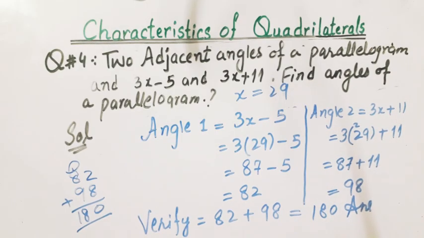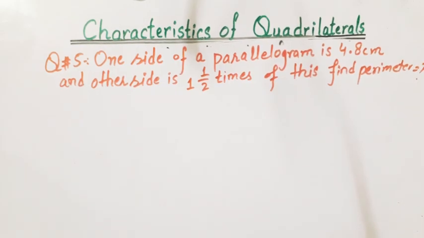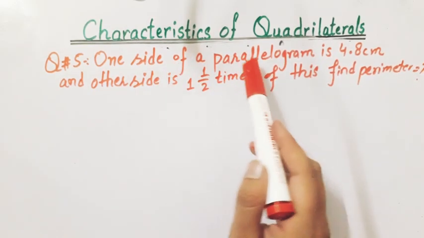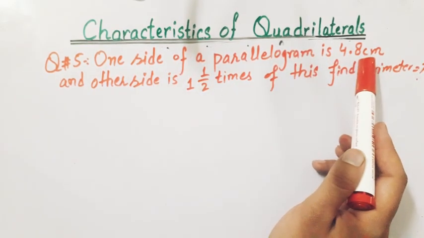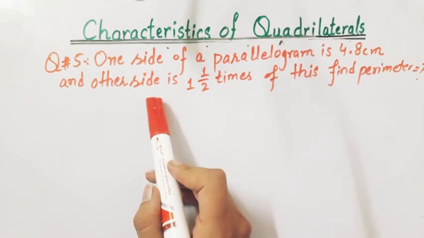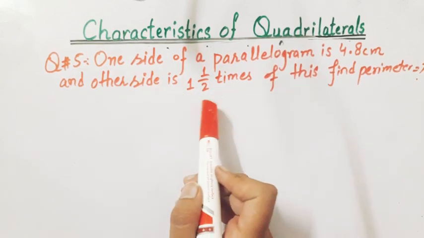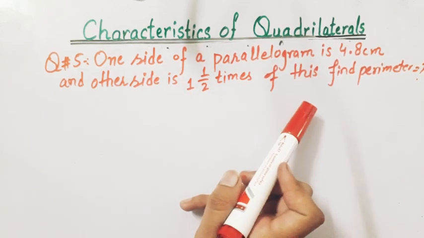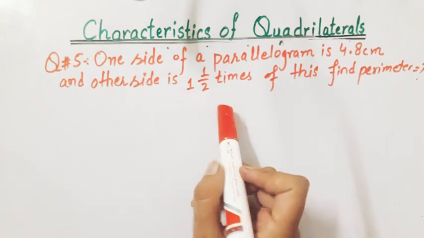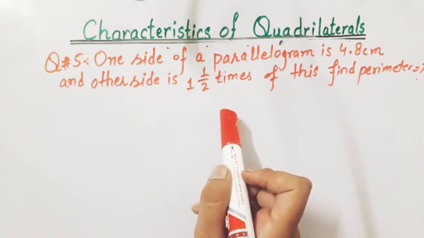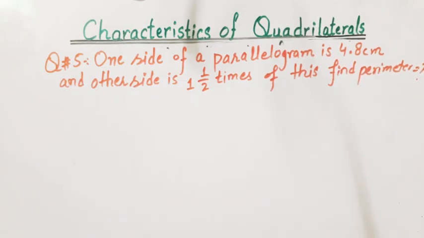Now we will solve question number 5. Question number 5 is: one side of a parallelogram is 4.8 centimeter and the other side is 1 into 1 by 2 times of this side. Find the perimeter of the parallelogram. For this purpose, we have to find the value of x.